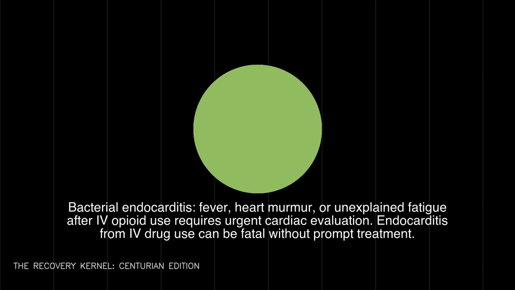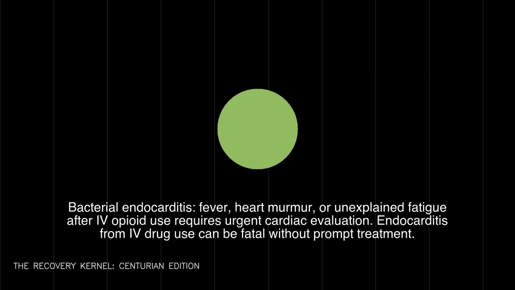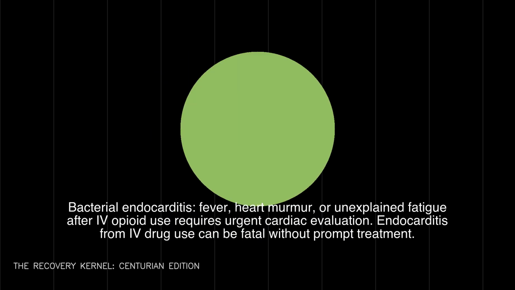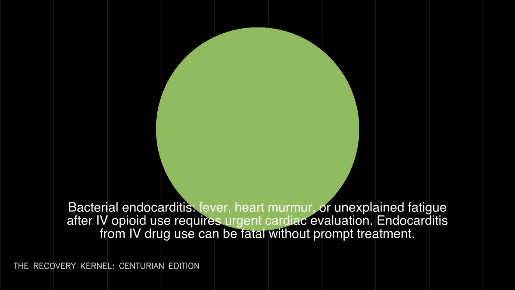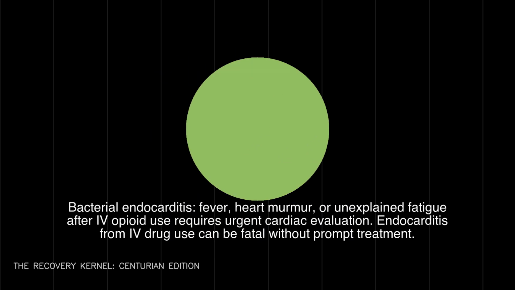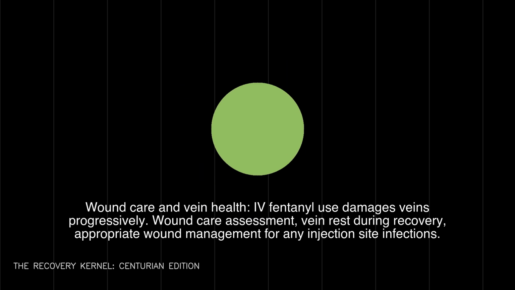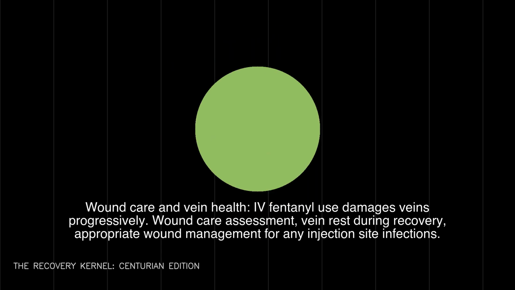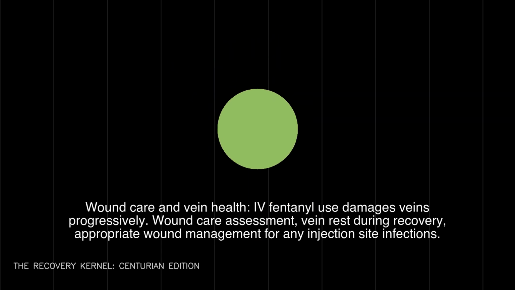Hepatitis B: vaccination if not immune. Test for active infection if there is a history of injection use. Bacterial endocarditis: fever, heart murmur, or unexplained fatigue after injection opioid use requires urgent cardiac evaluation. Endocarditis from injection drug use can be fatal without prompt treatment.